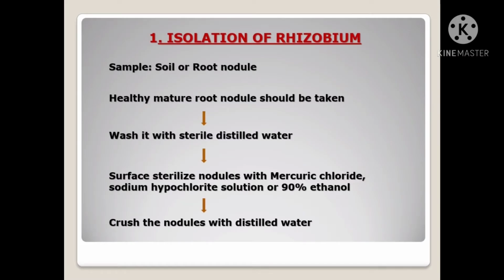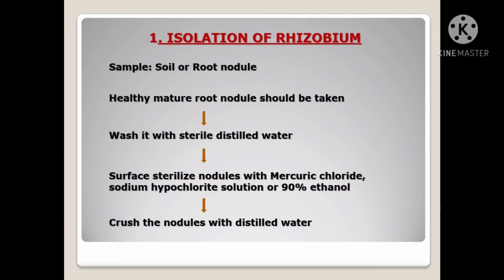First step is the isolation of rhizobium. Rhizobium species can be isolated from soil or root nodule. Both samples contain different varieties of rhizobial species, but root nodules are the preferred source to get contamination-free rhizobial species. For that, first we should take healthy and mature root nodules, then wash them with sterile distilled water to remove soil particles attached to them.